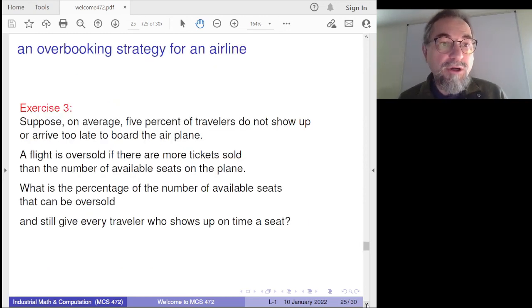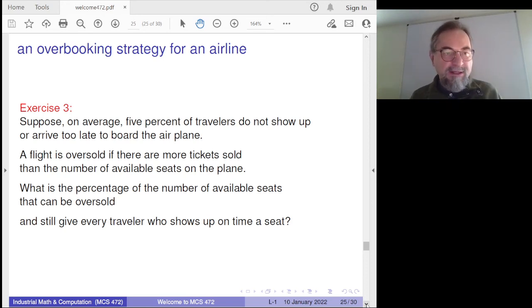Here is another idea for a project. Overbooking. If you are the victim of overbooking, it seems an extreme injustice, but most of us have probably been the beneficiaries of overbooking because it allows airlines to fly full airplanes and it makes airline tickets quite affordable. So here is the problem setup. On average, 5% of travelers do not show up, change their mind, or arrive too late. There are all kinds of reasons for that. The 5% is a number that I plucked from the air.